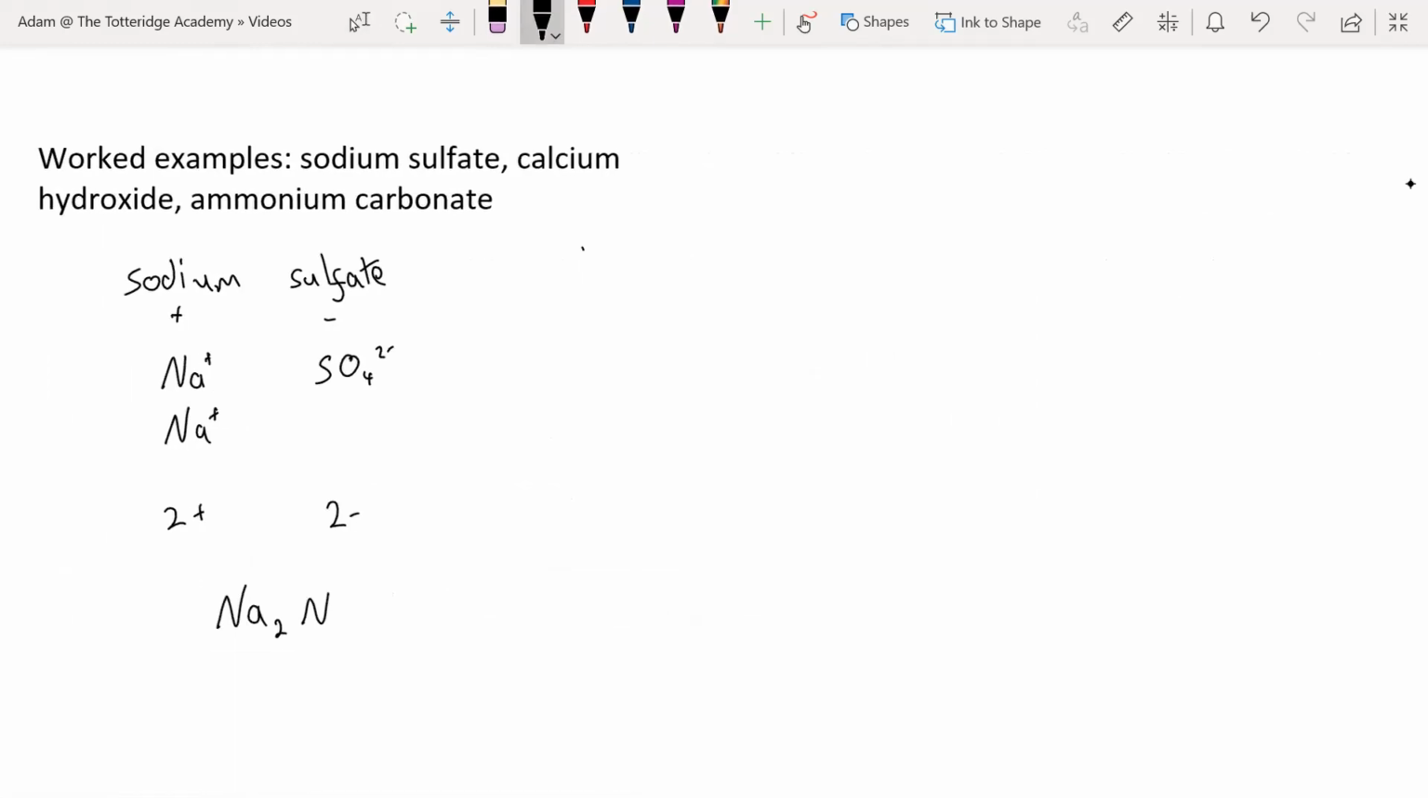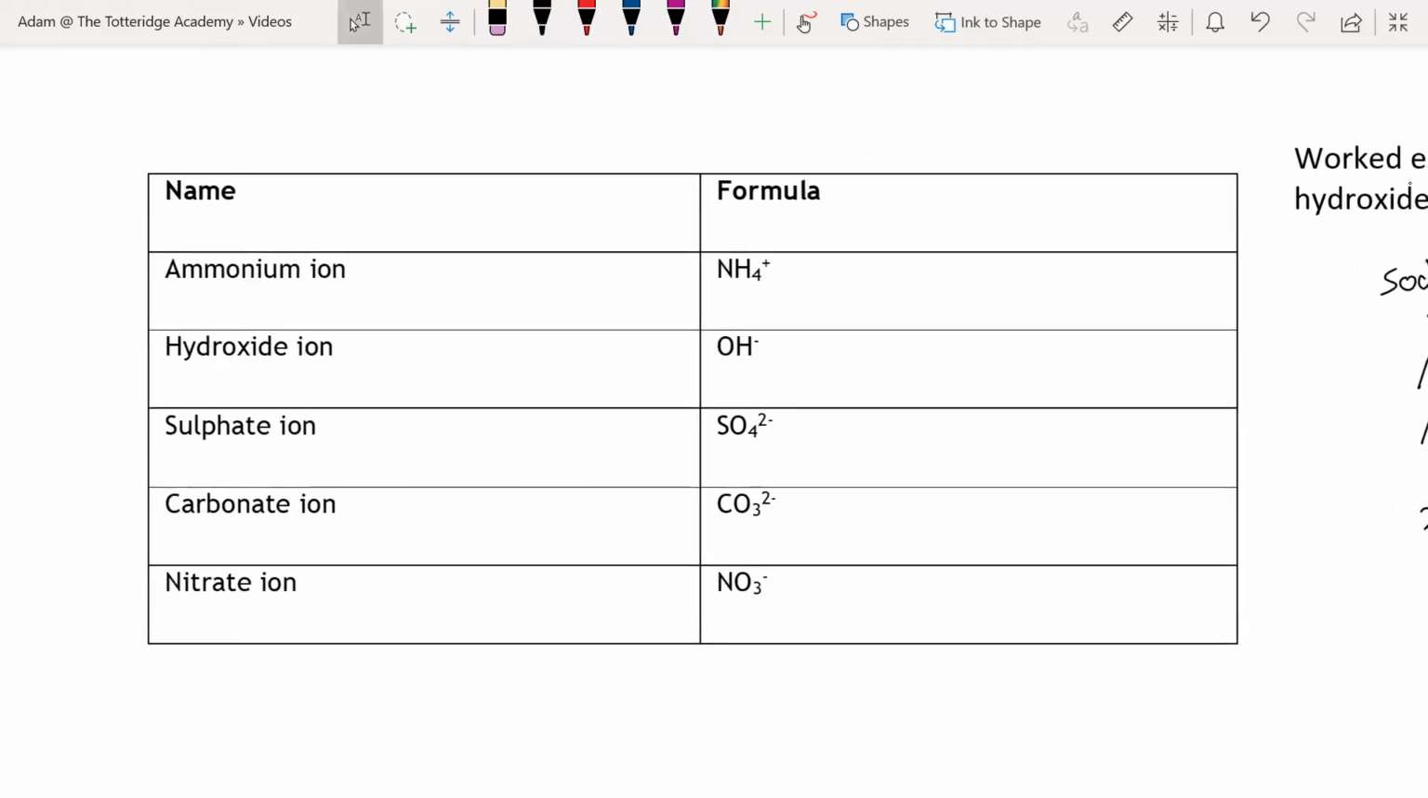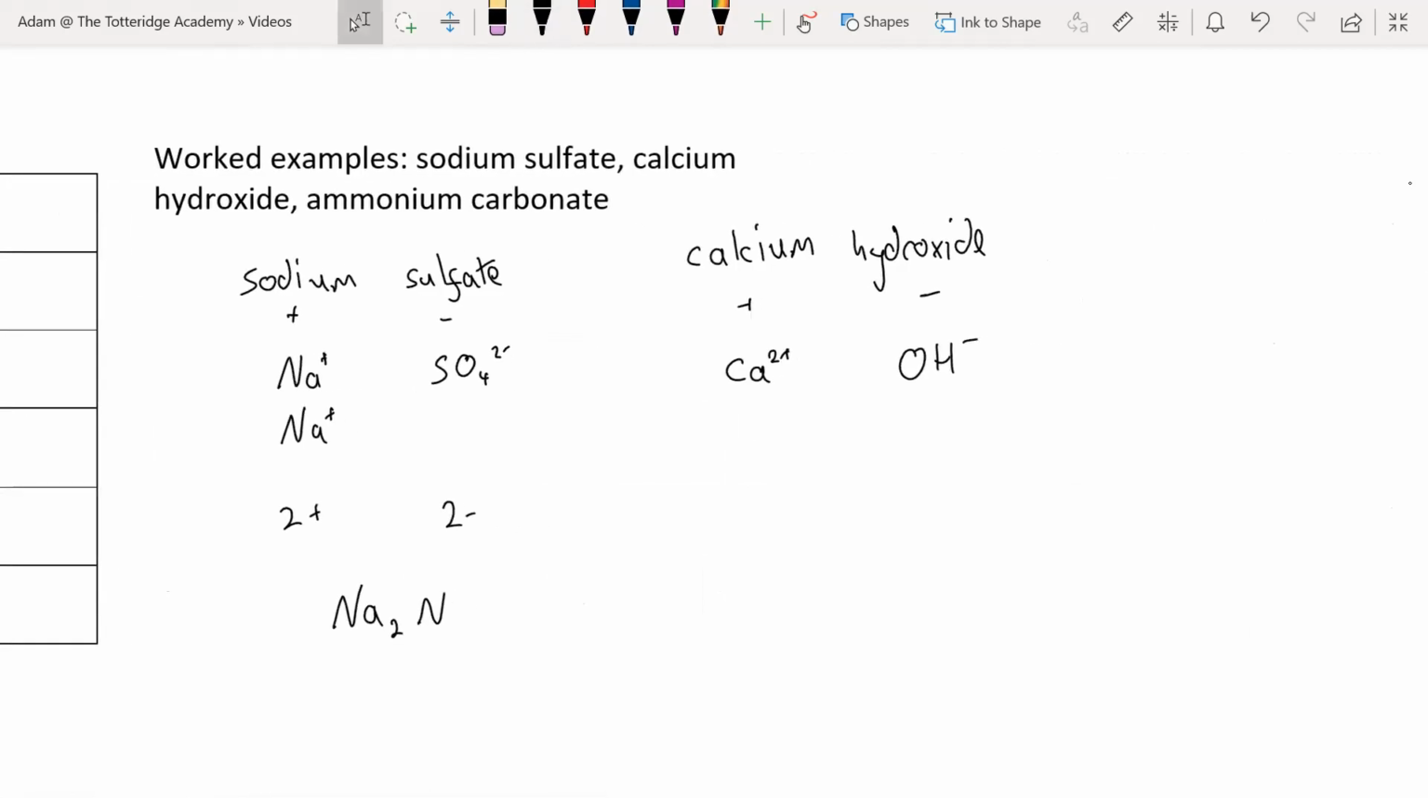Calcium hydroxide. This is where things get a bit more complicated again. Calcium hydroxide. Well, calcium, I've got my positive column, my negative column. Calcium is Ca2+, and hydroxide, as we know, is OH-. When we go back to our table, we can see hydroxide ion over here, OH-. Good. Now that gives me 2+ over there, but only 1- over there, which is not good.